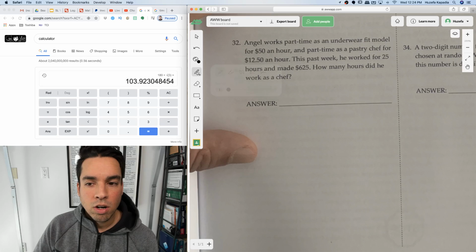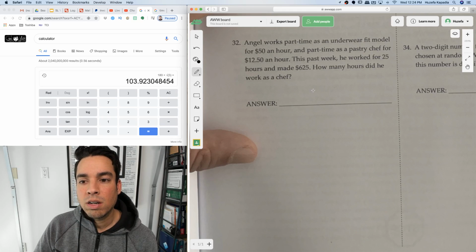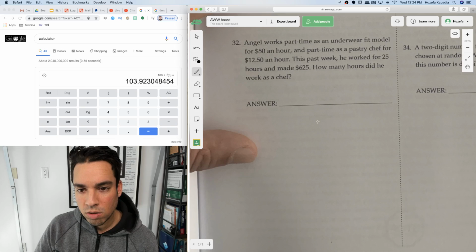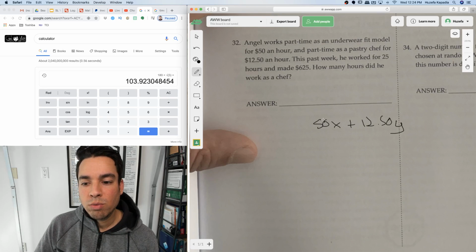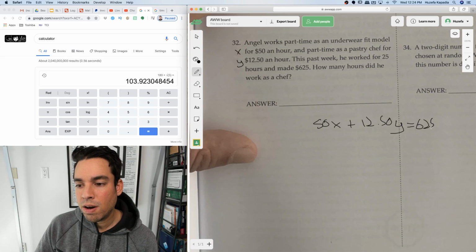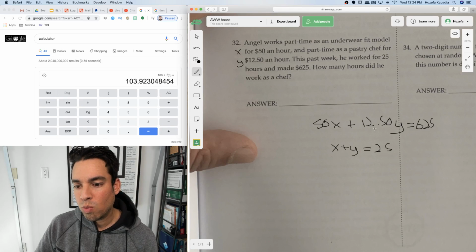Angel works part-time as an underwear fit model for $50 an hour and part-time as a pastry chef for $12.50 an hour. So 50x plus 12.50y, I guess. This past week he worked 25 hours and made 625. Oh, it's a system of equations. So x is the number of hours he works as an underwear model. Y is the number he works as a pastry chef, and the combination made 625, right? And then we also know that the total x plus y equals 25. How many hours did he work as a chef, which is the y. So we want to solve for y.